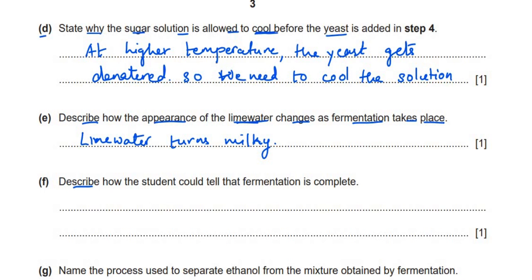Next is describe how the student could tell that the fermentation is complete. Now as we know that a gas is produced during the reaction, so obviously the gas can be seen in the form of bubbles.